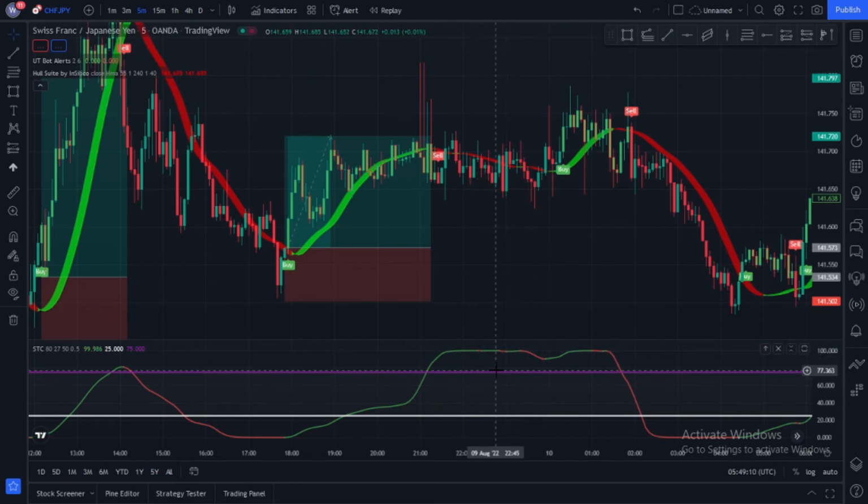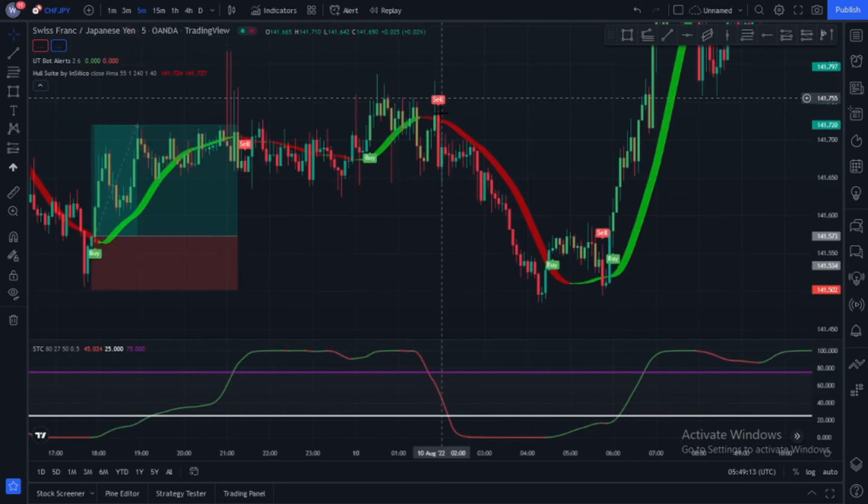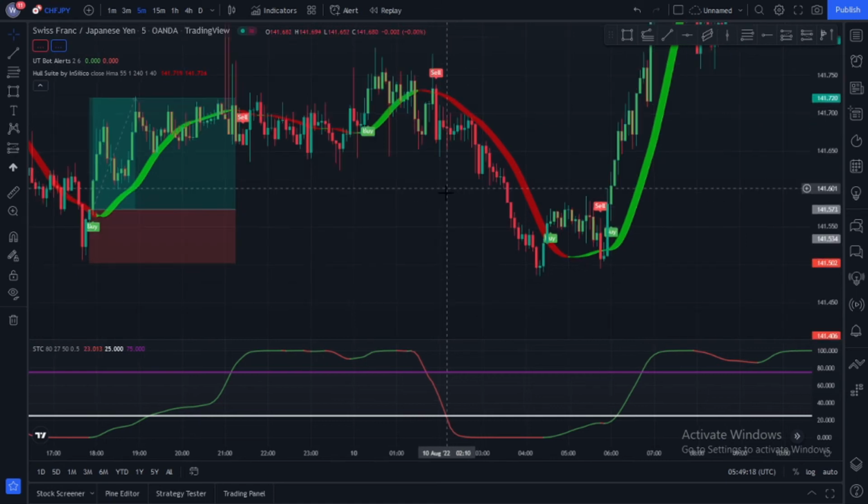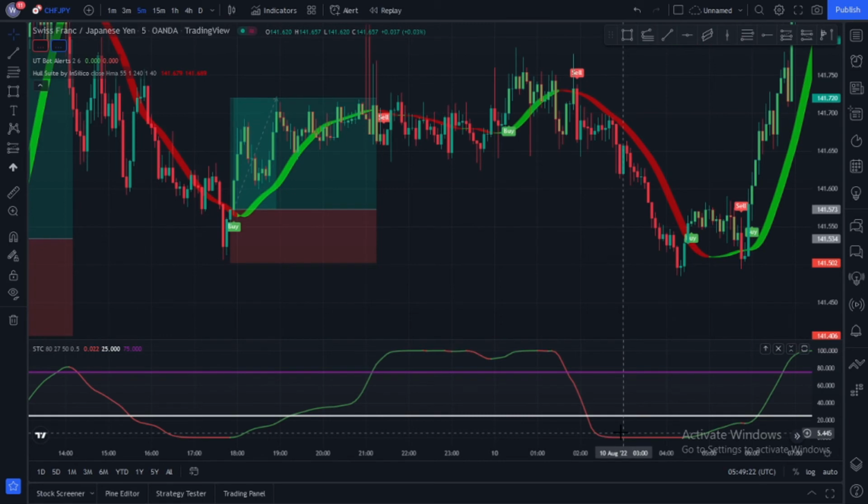In this area, there is a sell label. The color of the Hull Suite indicator is red, and also the STC indicator line. It is red and above the purple line, and it is descending and approaching the purple line. So we open the short position and put a TP and stop loss.